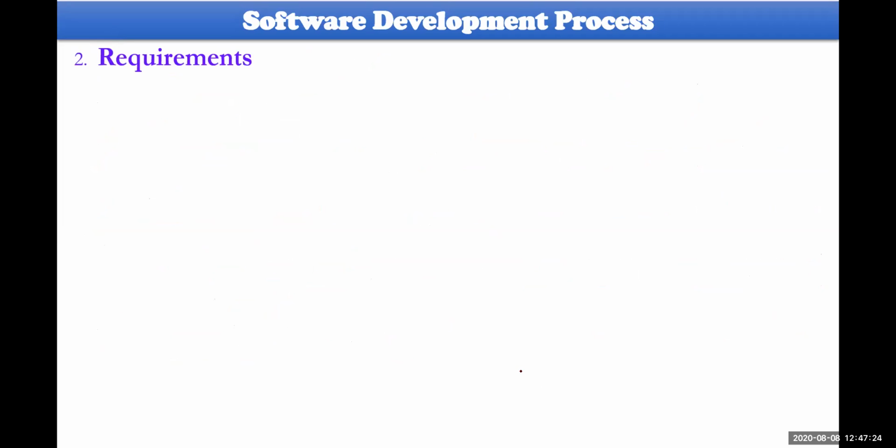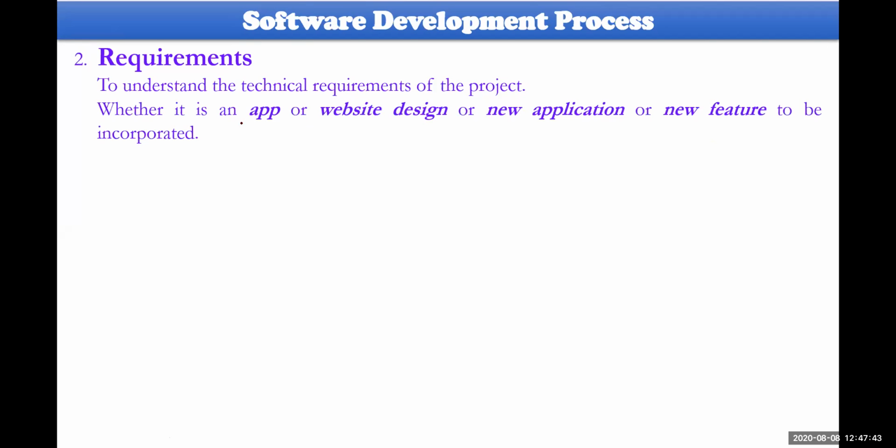Then the second phase of your software or program development is requirements. What are the requirements here? After analyzing everything, you have to identify the technical requirements of your project. What are the technical requirements? Whether you are developing an app or web design, that is user interface design. Otherwise, a new application which has never existed in the world, such a kind of application you are implementing.